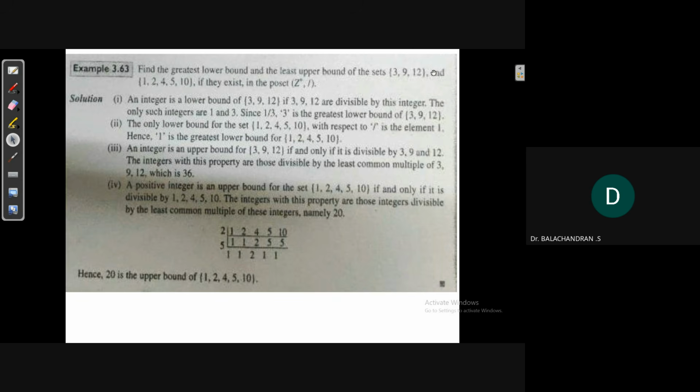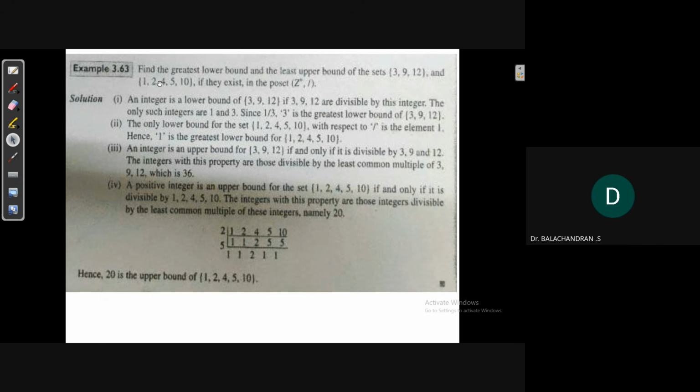Similarly, again for the set {3, 9, 12}, you need to find the upper bound first, and then the least upper bound. The least upper bound is nothing but the LCM, because in this example the greatest lower bound is the GCD, since the relation is divides. What is the GCD for 3, 9, 12? 3. What is the LCM of 3, 9, 12? 36. So 36 is the least upper bound.